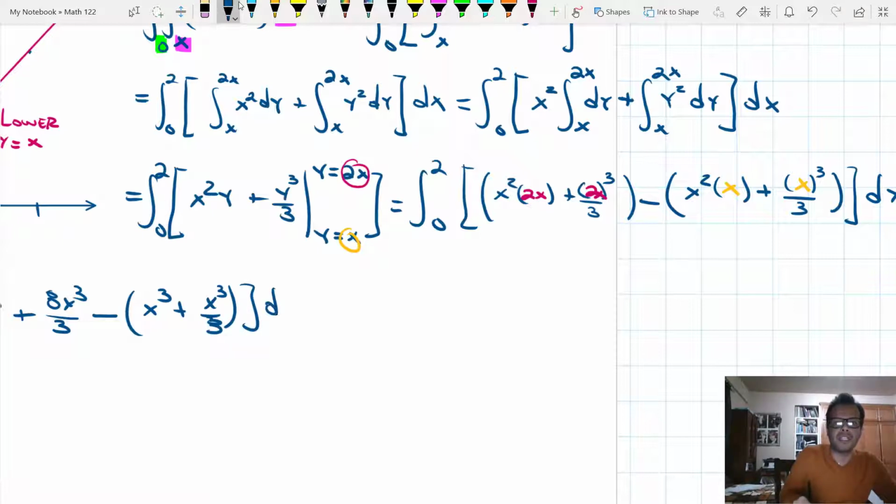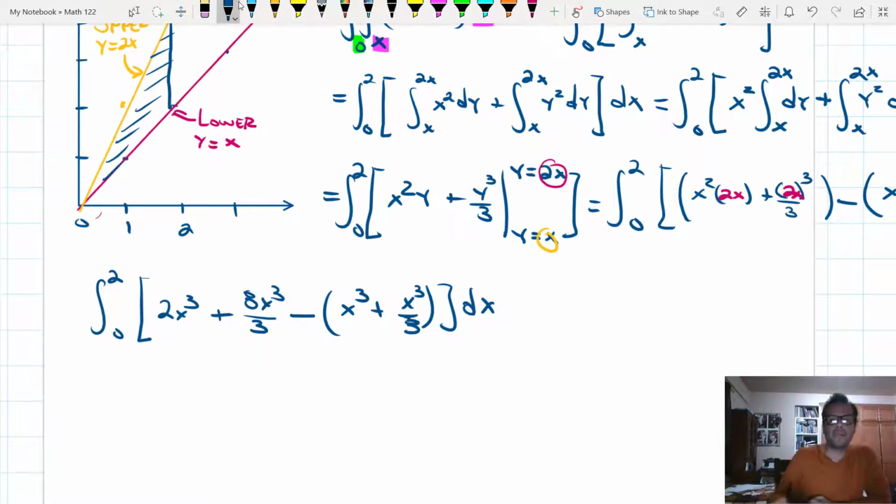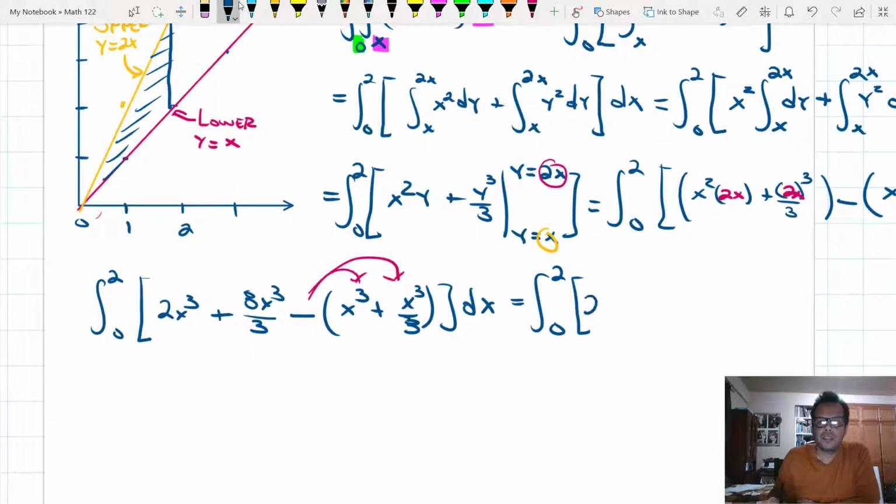And that times dx. Okay, let's simplify this. I'm going to distribute the negative sign. I'm going to distribute the negative sign here. All right, and this will be the following. This will be the integral from 0 to 2 of 2x cubed plus 8/3 of x cubed minus x cubed minus x cubed over 3.